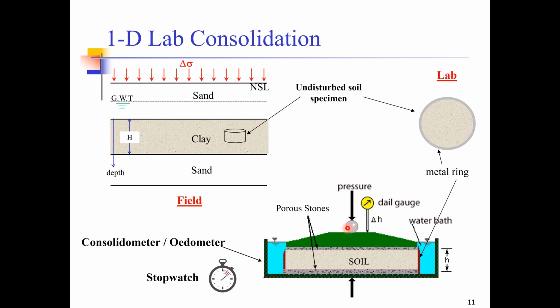We applied the load and took the dial gauge reading at 1 minute, 2 minutes, 3 minutes, 5, 10, 20 minutes, at 1 hour, and so on. So we applied the first loading increment, which was 20 kilopascals. And because consolidation is a time-dependent phenomenon, we took settlement readings at regular time intervals. We keep this load applied and keep taking these readings for at least 24 hours.